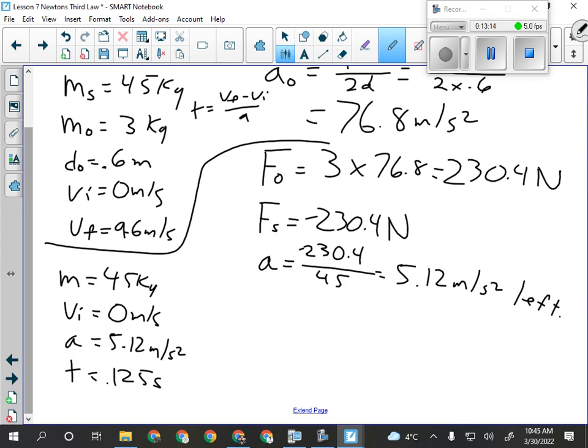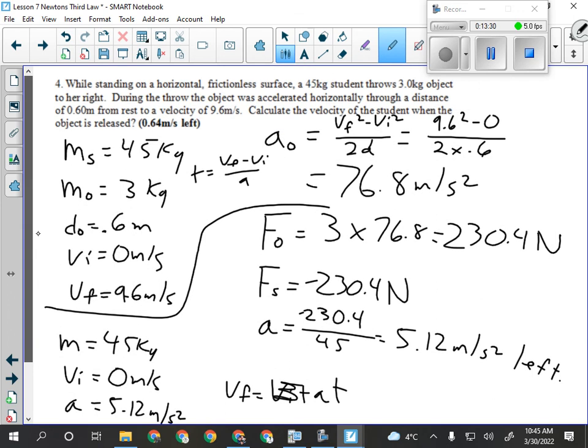All right, can I now calculate the final speed of the student? So I'm going to say VF equals VI plus A times T. Since VI is 0, it's just A times T. So 5.12 times 0.125 should give me, okay, my 0.64 meters per second to the left.